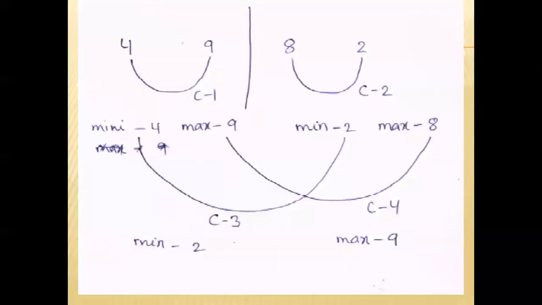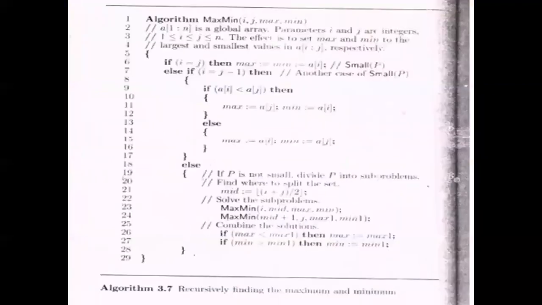First, find the maximum value and minimum value for the first sub problem, and find the maximum value and minimum value in the second sub problem, then compare minimum with minimum, and maximum with maximum. So the algorithm for maximum and minimum value is: suppose there are n elements, from a of i to a of j. The array is a global array, the parameters are a, i, j, integers, and we find the maximum value, which is the largest value, and the minimum value, which is the smallest value in the array a of i comma j.